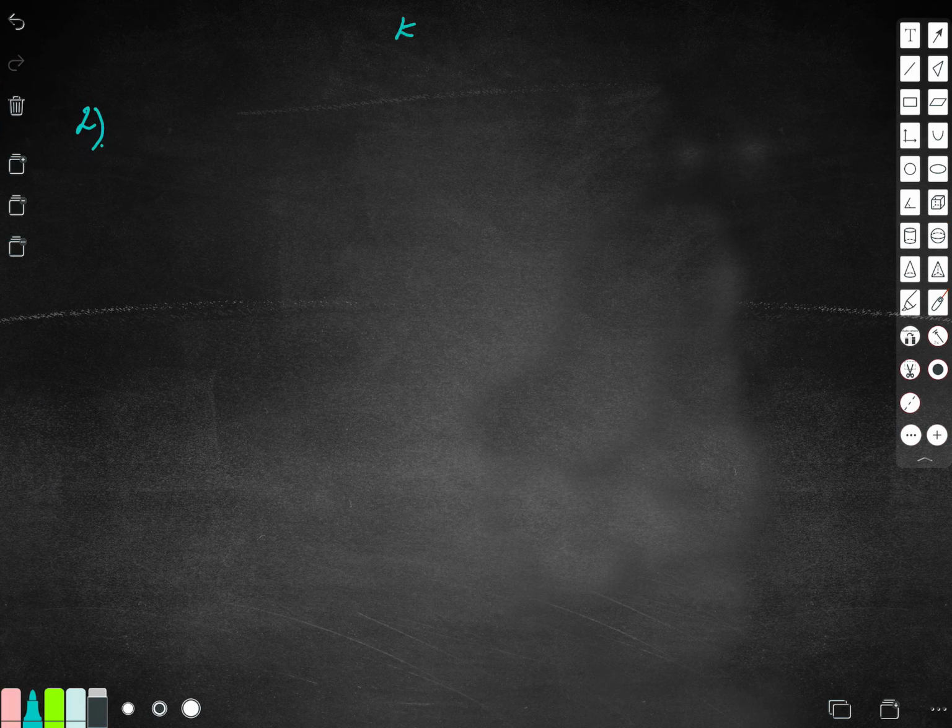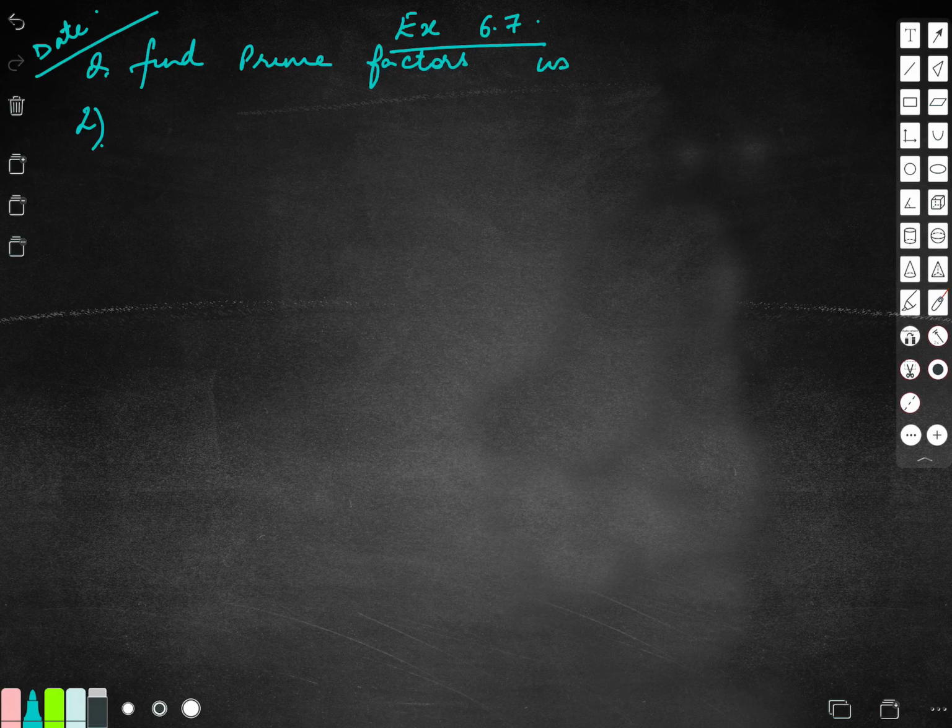And now I'm moving on to sum number 2. In your notebooks, you are going to write exercise 6.7. First sum I have done in the previous screen. Write your date and then proceed with your work. Your question is, find prime factors using factor tree method. So my second question is 36.